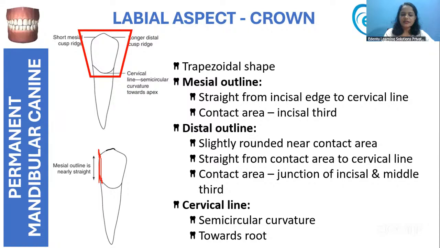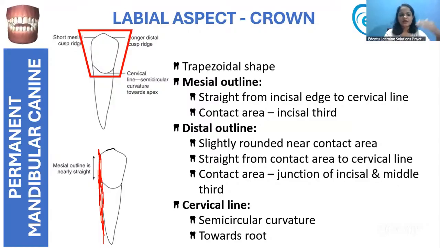Another thing is that this mesial outline is continuous with that of the root. The mesial outline is straight and continues towards the root surface also. So the mesial outline is straight from the incisal edge to the cervical line, and the contact area is near the incisal third.